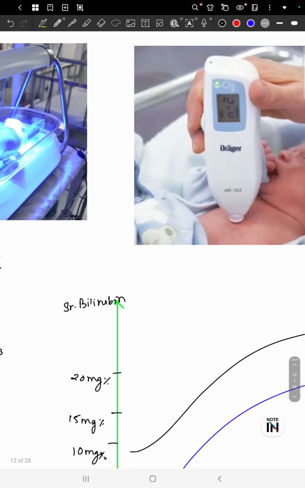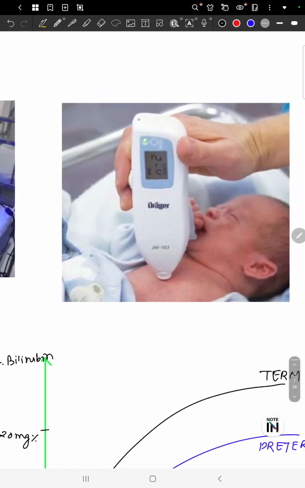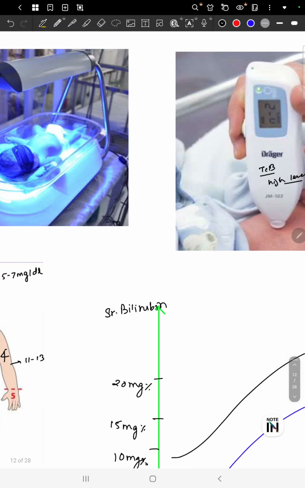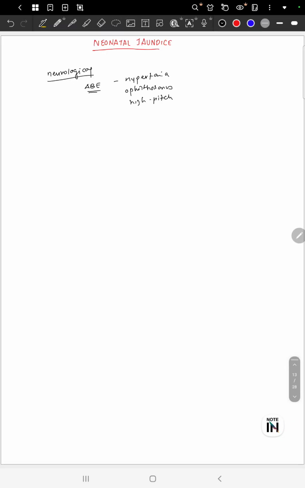Apart from that, we can use a device called the transcutaneous bilirubinometer, TCB. You press this device against the skin, generally the sternum. This gives us the approximate values of serum bilirubin. This is considered better than visual assessment by Kramer's rule. However, at high levels of serum bilirubin, it becomes unreliable. The other investigation is finding out the laboratory values of bilirubin.